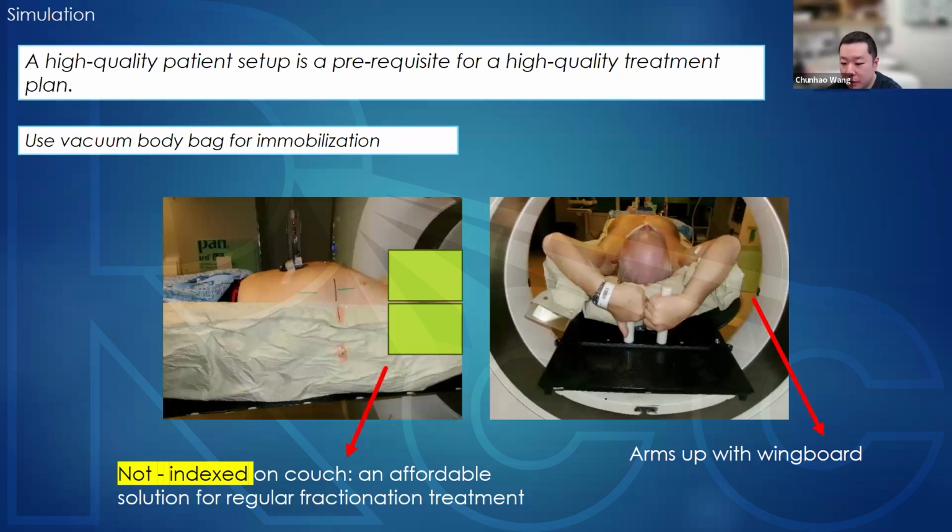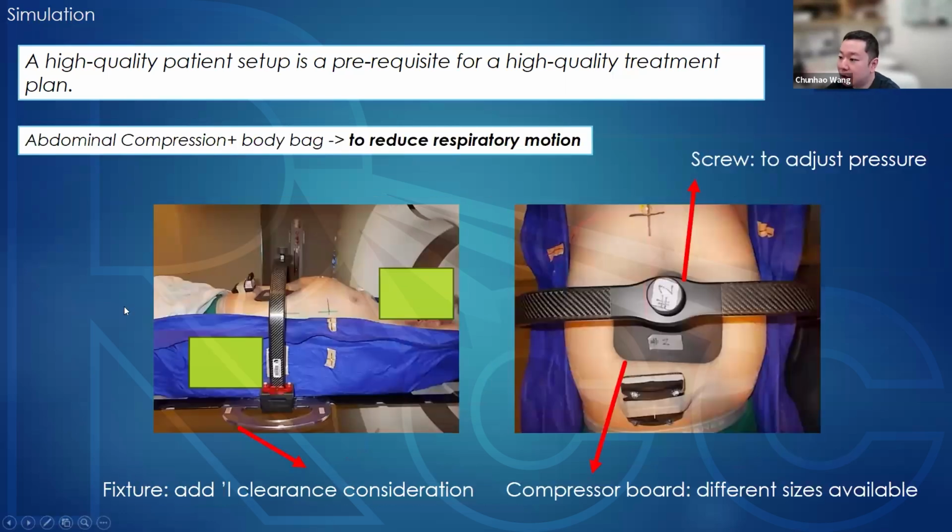For this kind of body bag, usually you can use it together with other devices such as a wing board to provide arm support. And of course, if the patient is not that tall and the treatment site is a little bit inferior, you may use other devices to immobilize the patient's legs. For the GI site, we understand that respiratory motion is something we consider. So for the first kind of body bag, we can use it together with a technology called abdominal compression to reduce the respiratory motion.